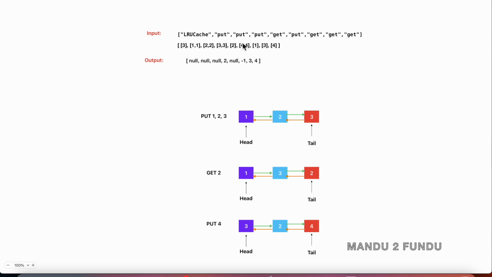Then we add the element 4. The linked list capacity is already reached, so we have to evict the least recently used element, which is 1. So we have to delete this and then add 4. That's why when we perform the put operation for the key 4, 1 is removed from the head of the linked list and then 4 is added. So 3, 2 and then 4. The basic idea is whenever an element is accessed, that will be moved to the tail. Whenever a new element comes, the head will be removed and the new element will be added to the tail.